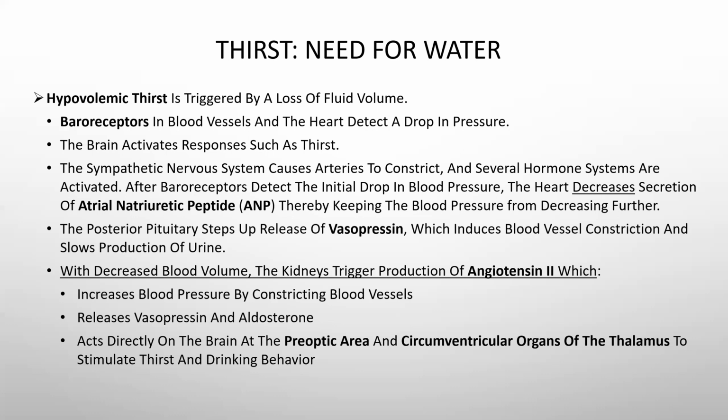fluid volume. With decreased blood volume, the kidneys trigger production of angiotensin II, and as a result of that, there's increased blood pressure by constricting blood vessels. It releases vasopressin and aldosterone and acts directly on the brain at the preoptic area and circumventricular organs of the thalamus to stimulate thirst and drinking behavior. Most of what we talk about in here for these different drive states, for thermal regulation, for thirst, for hunger, we're going to be dealing with the thalamus and hypothalamus.